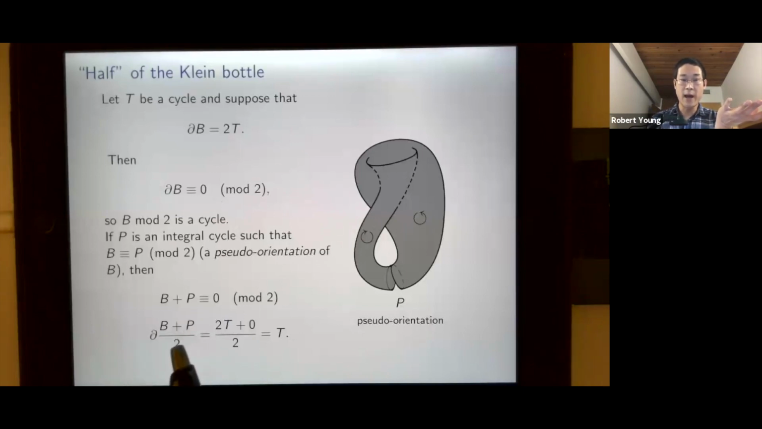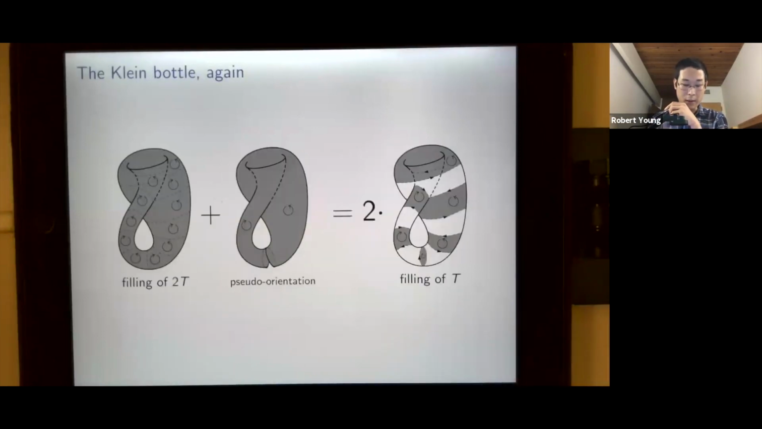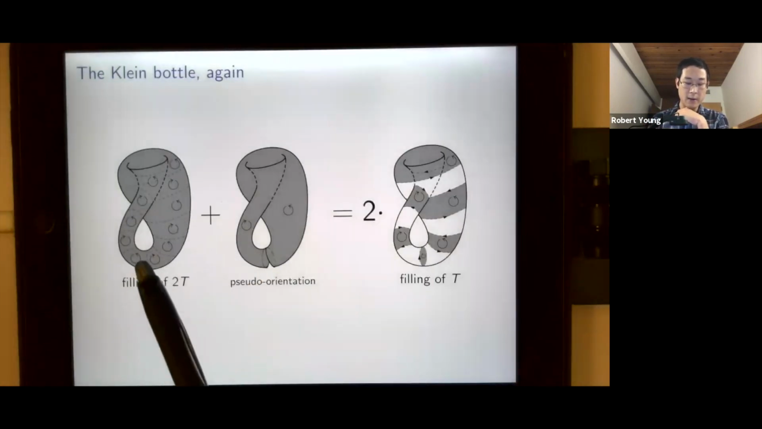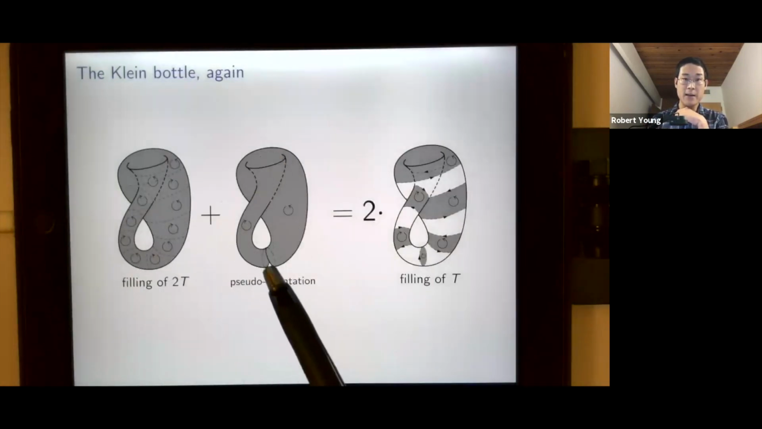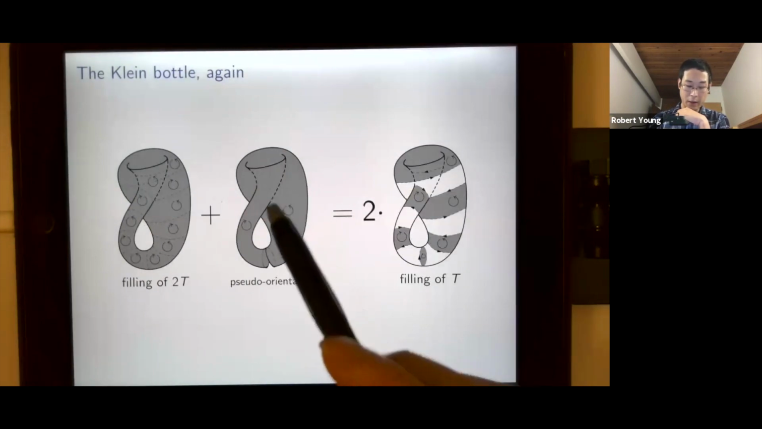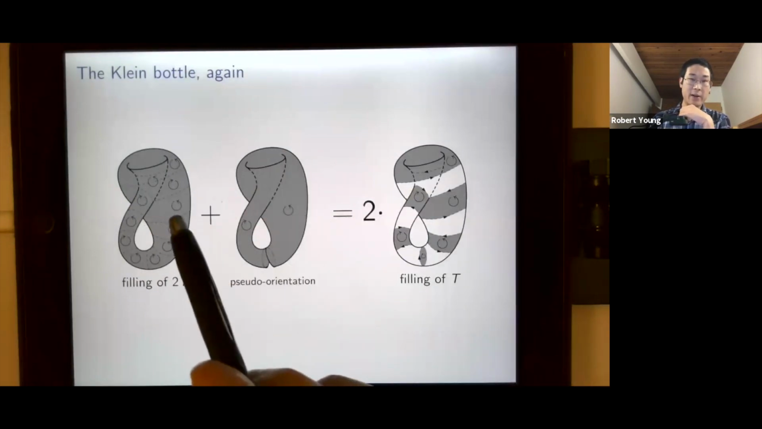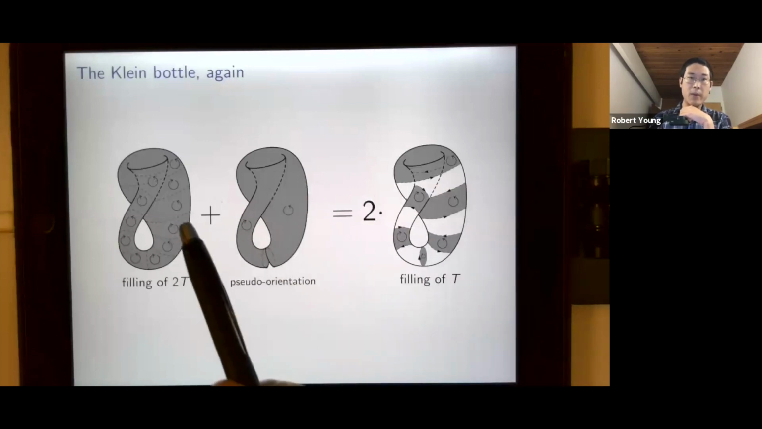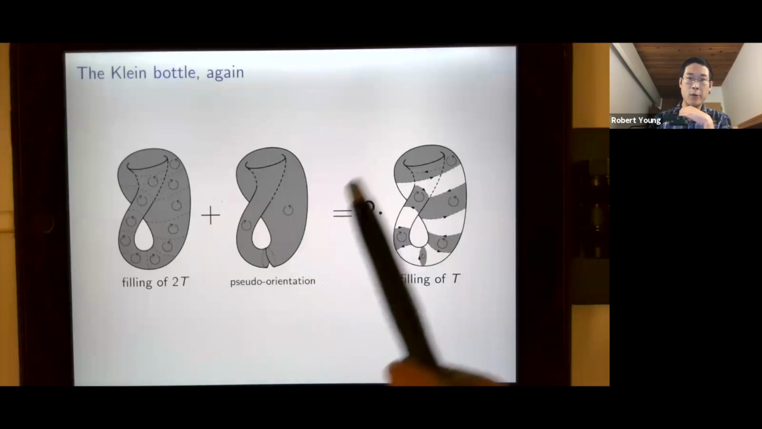The boundary of that sum over 2 is 2t over 2, which is t. And so if we take b plus p and divide by 2, we get a filling of t. And what that looks like is this. Here's our filling of 2t, call it b. Here's our pseudo-orientation p. And when we take the sum, again, same thing as before. Places where the orientation, which is, I guess, counterclockwise like that, agrees with the filling get doubled. Places where the orientation disagrees with the filling cancel out, and we get 2 copies of a filling of t.